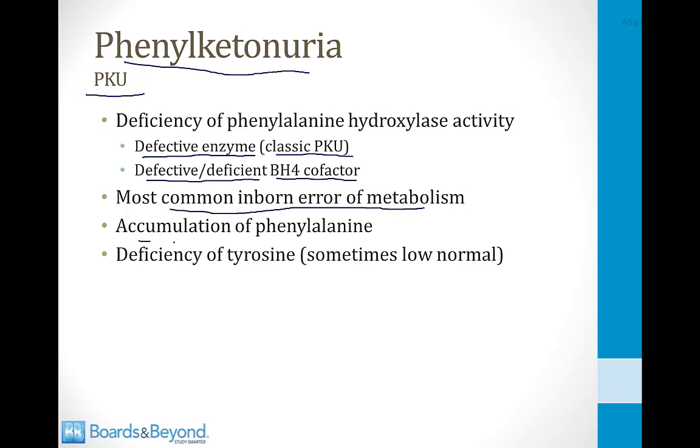It results in the accumulation of phenylalanine, and in addition, there is a deficiency of tyrosine because you are not able to effectively synthesize tyrosine from phenylalanine. Sometimes when you measure tyrosine levels in babies who have PKU, it will be low normal, and that's because there is such a high level of phenylalanine that you are generating some conversion to tyrosine, but you will not have the level of tyrosine that you should have to match the high level of phenylalanine if you are deficient in the activity of this enzyme.